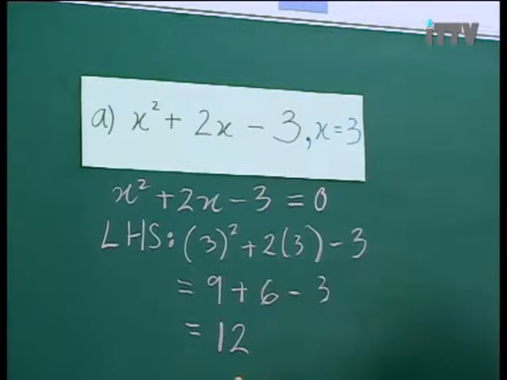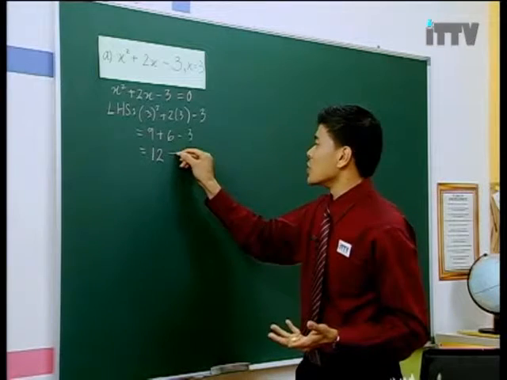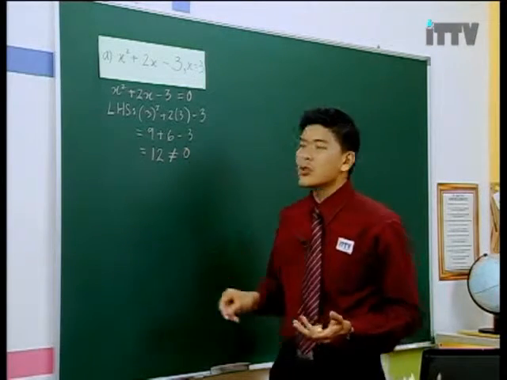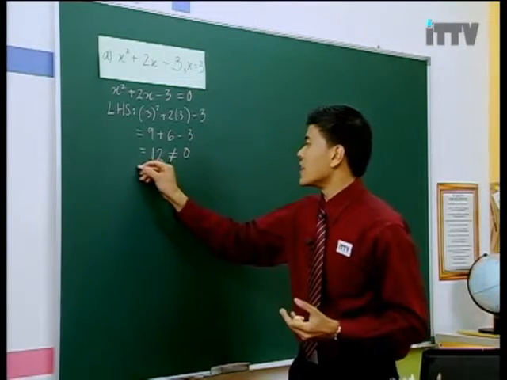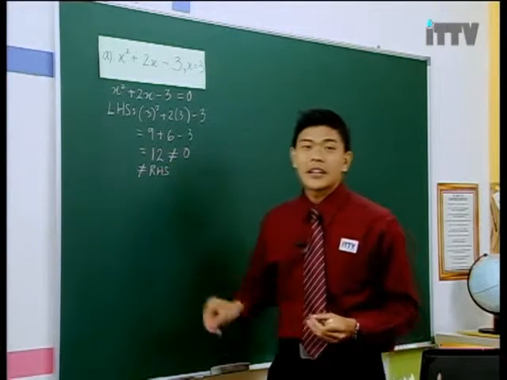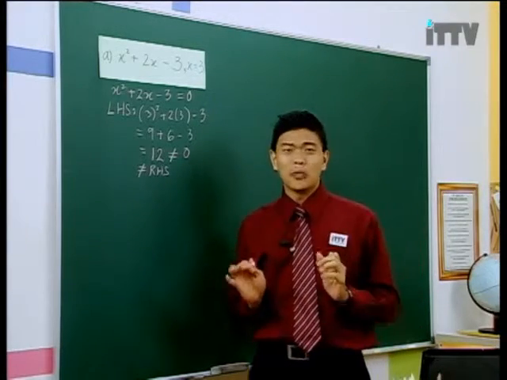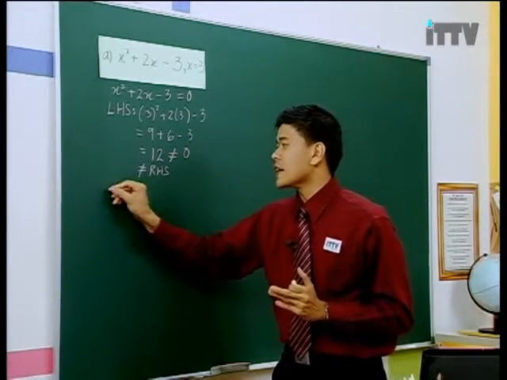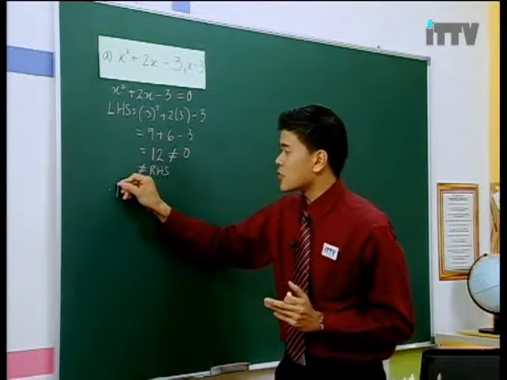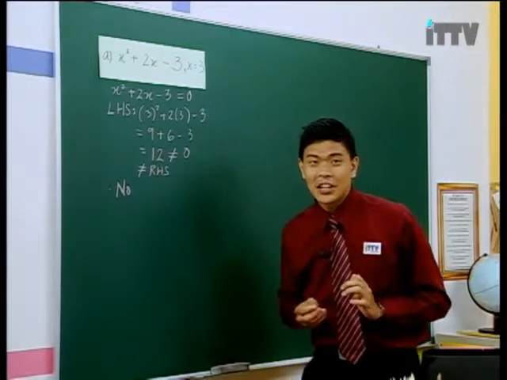Alright, is 12 equal to 0? Definitely not. So we must just put 12 is not equal to 0. Therefore, it is not equal to the right hand side. So x equals 3 is not a root because it doesn't satisfy the equation. So we just have to put no. x equals 3 is not a root.